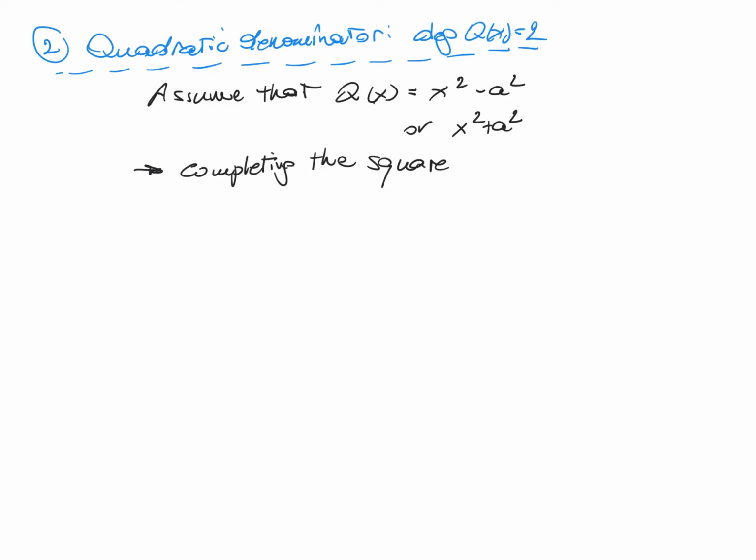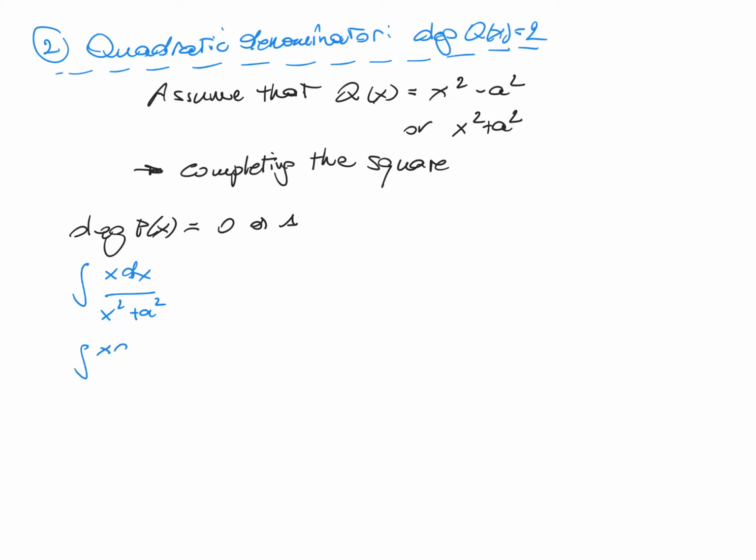Since the degree of q(x) is 2, and we know that the degree of p(x) is smaller, this means the degree of p(x) is either 0 or 1. As such, we can distinguish 4 different cases. So you will have the integral of x dx over x^2 + a^2.